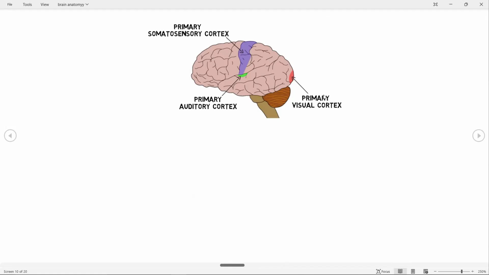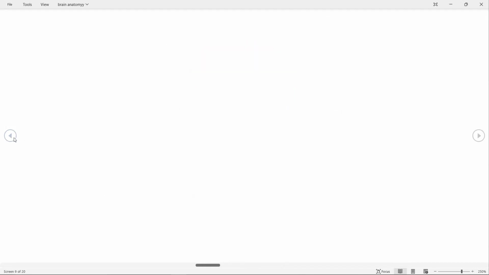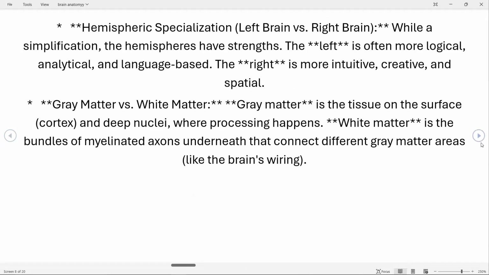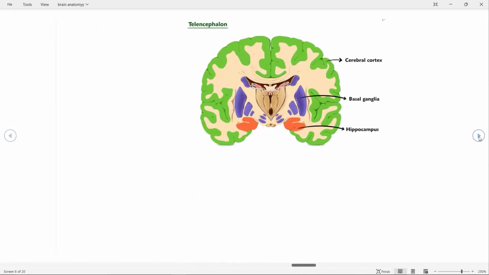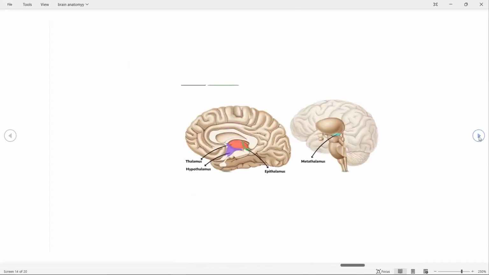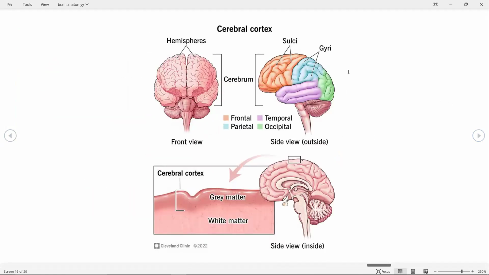Now here you can see the visual cortex, the somatosensory cortex, the auditory cortex. All these are sensory, and they are in the postcentral part. Alright, so that's all about the largest area of the brain, which is the cerebrum.